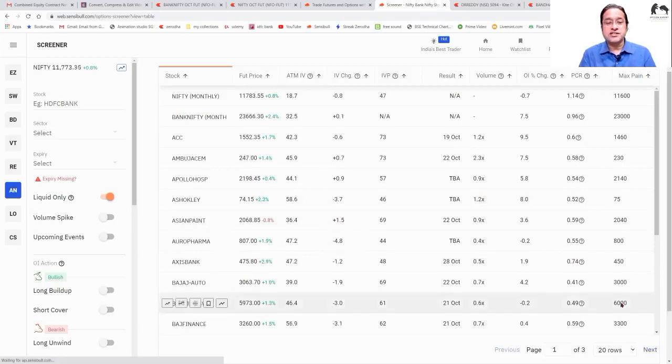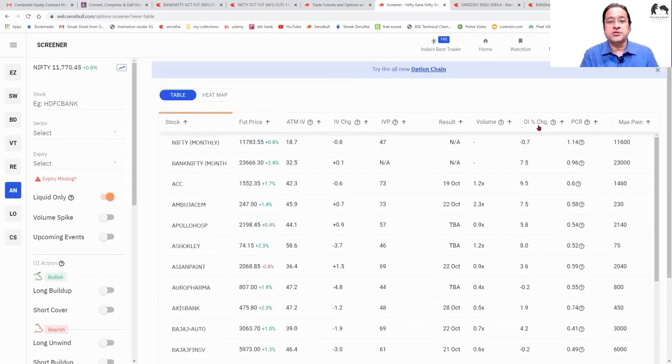As you can see here, there is a possibility with Bajaj Financial Services. The pain point is 6,000, but currently it is trading about 27 rupees below that, which means it is likely to close above that. I'm not saying this. It's possible that it's likely to close above that.